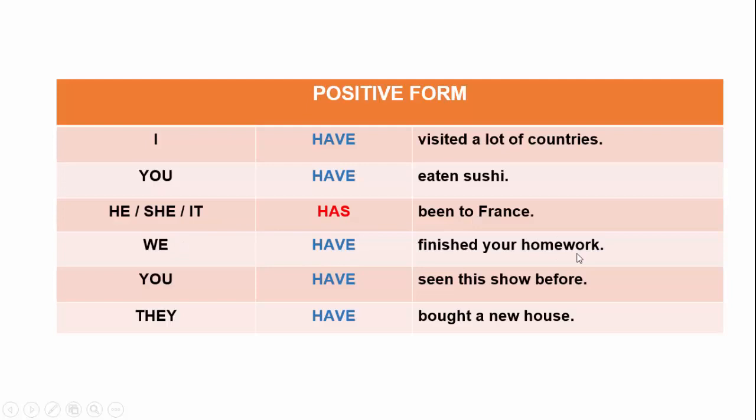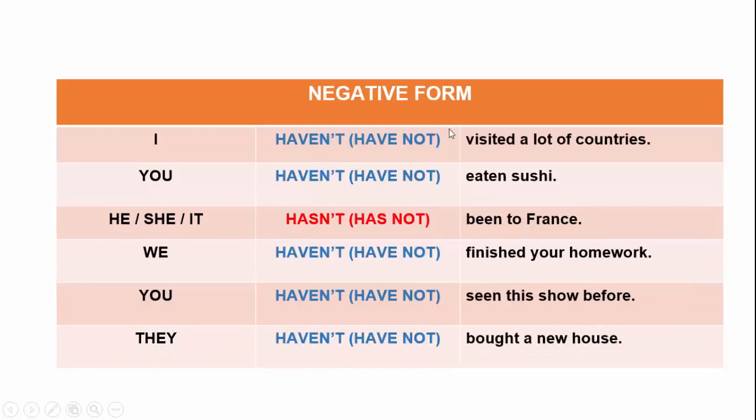We have finished our homework. You have seen this show before. And they have bought a new house. Let's look at the negative forms. Here again, with I, you, we, and they, we use the negative form of have, it is haven't, or we can use the long form have not. But with he, she, and it, we use hasn't, or you can say has not.